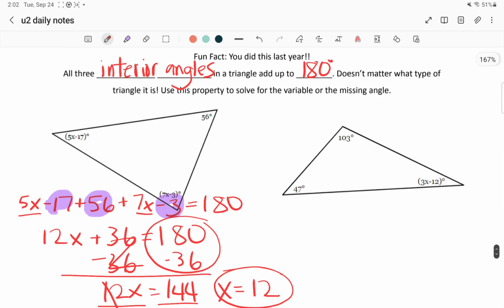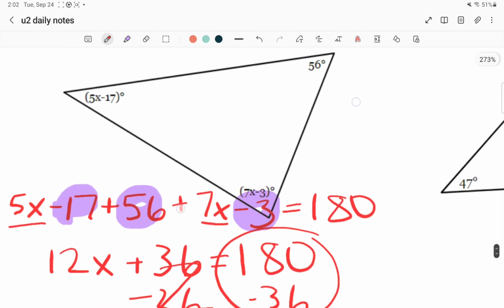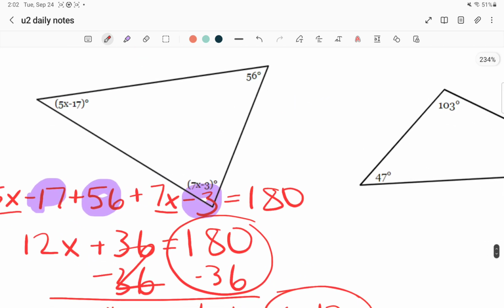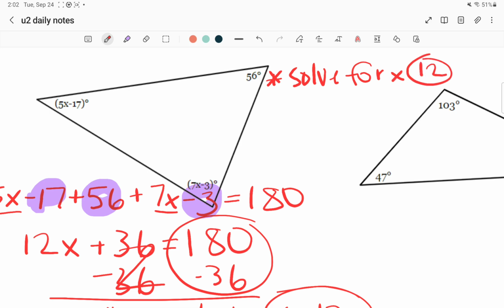Okay. Thing is, Delta Math can ask you a couple different things. So we're going to focus on this triangle here, and we're going to answer all three things Delta Math can ask you. The first thing is it will ask you to solve for x. That's great. We just did that. The answer is 12. It can also ask you for the smallest angle. Or it can ask you for the largest angle.